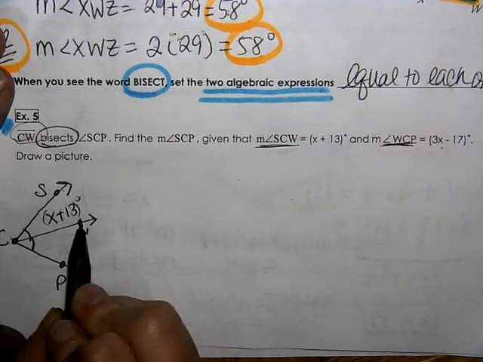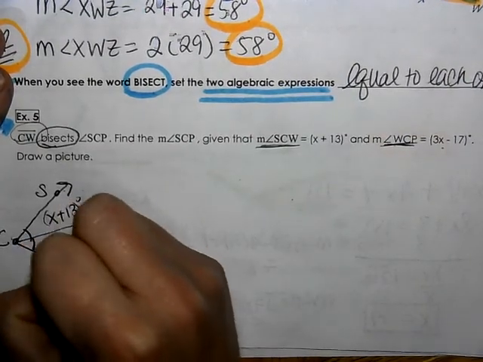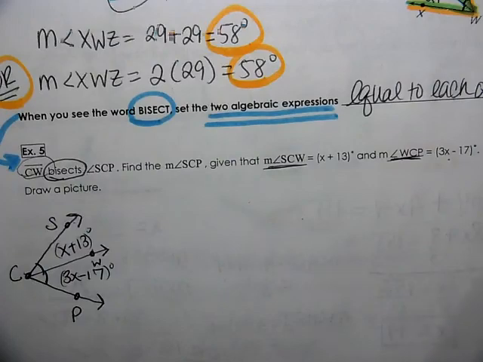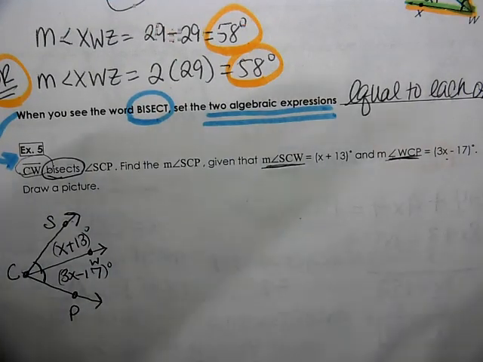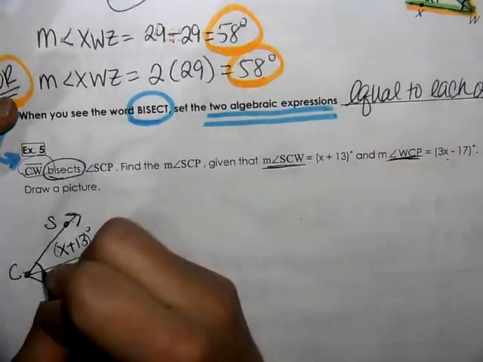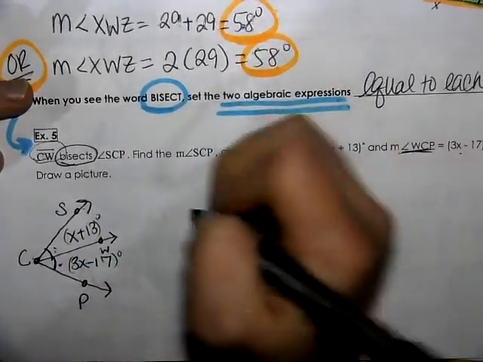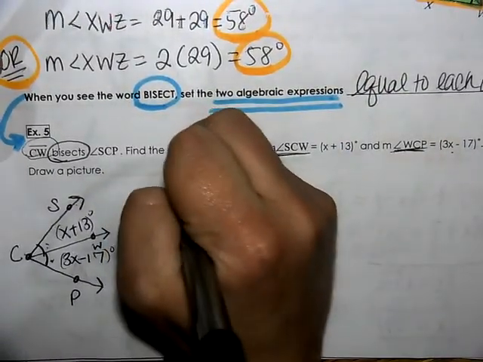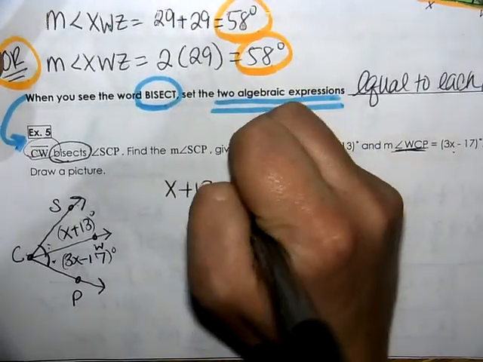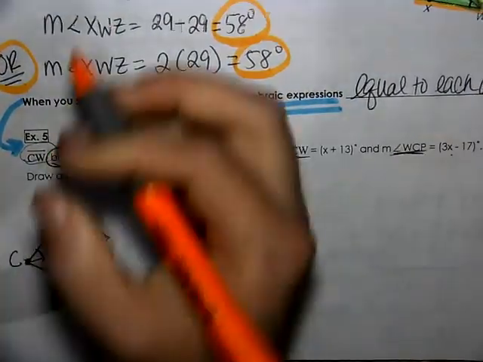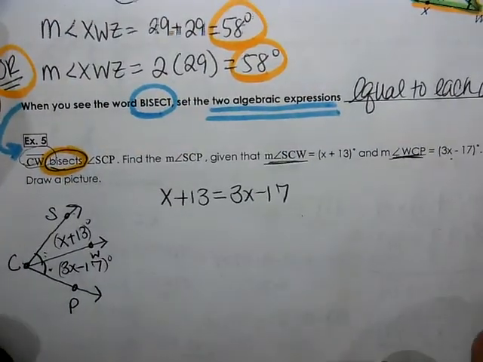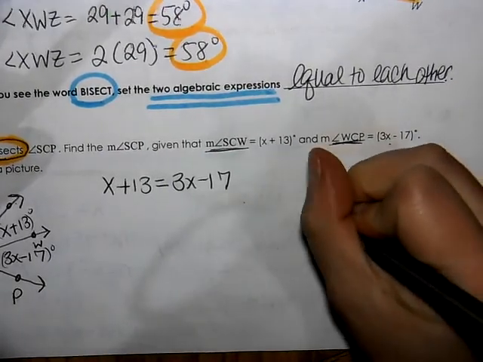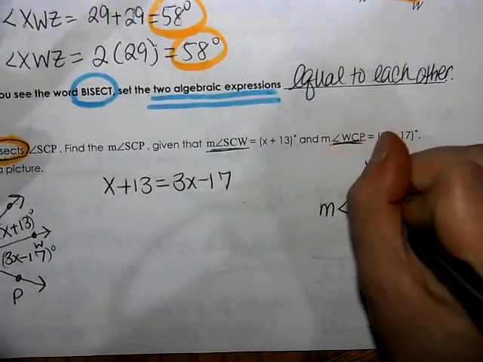WCP, measure of angle WCP, that is 3x minus 17 degrees. I do not know how big the big angle is, but I know that these two other angles are congruent to each other, so I'm going to set the two expressions equal to each other. So I'm going to set x plus 13 equal to 3x minus 17. Once again, we are only allowed to do that because of the word bisect. In this problem, we're going to find what x is equal to, and then we're going to identify what the measure of angle SCP is.